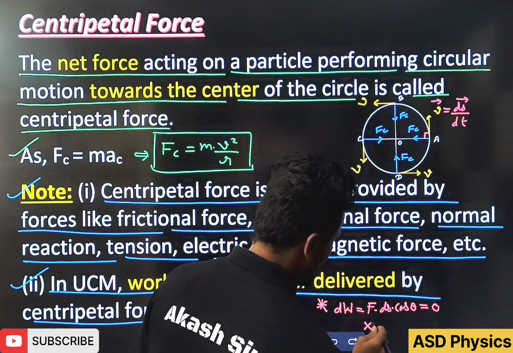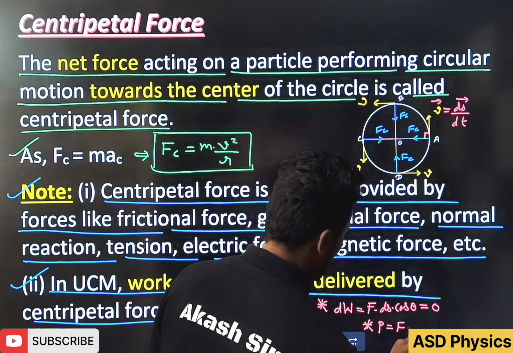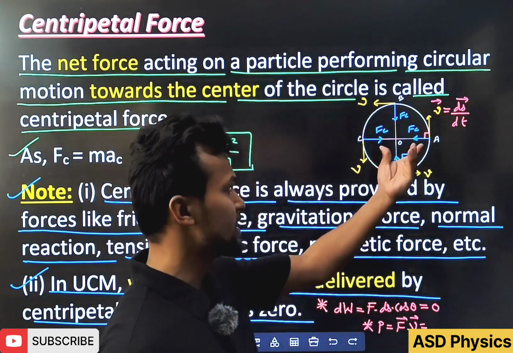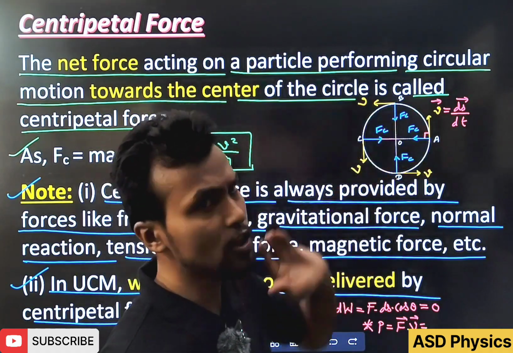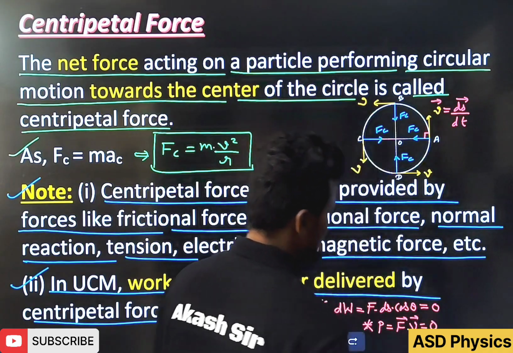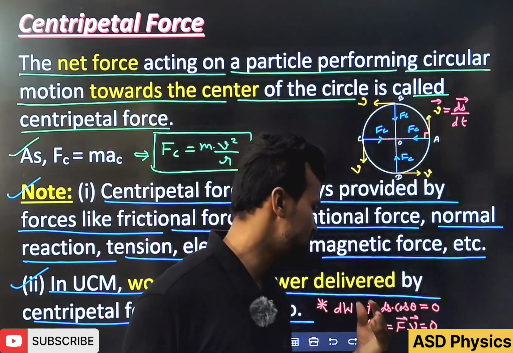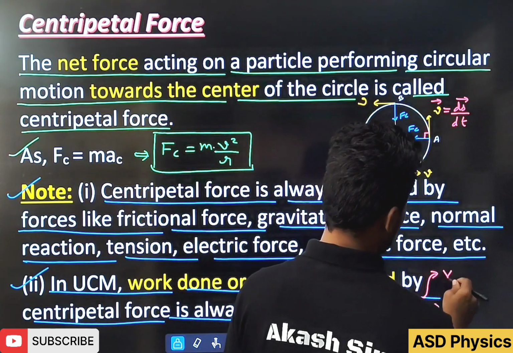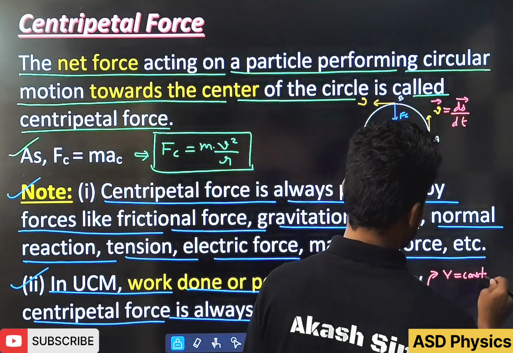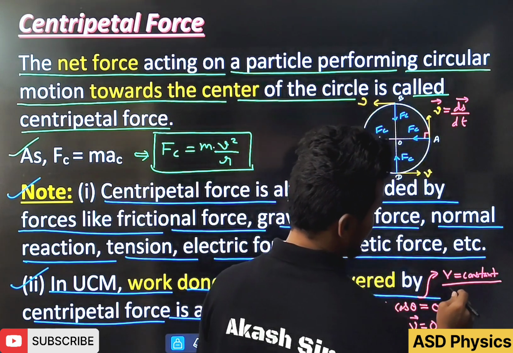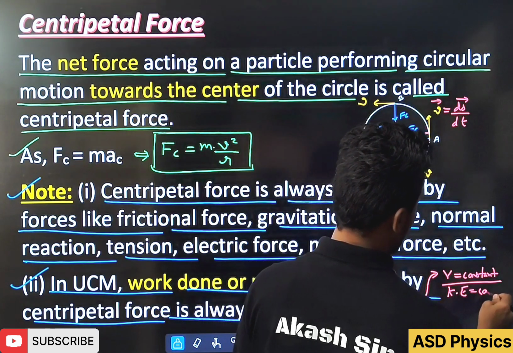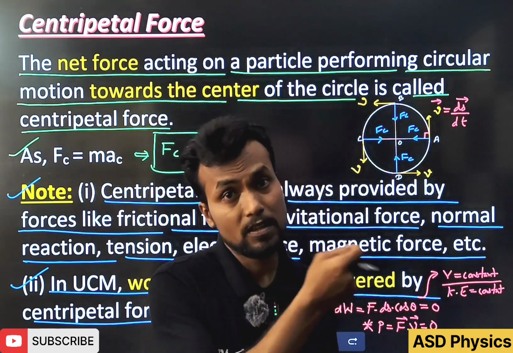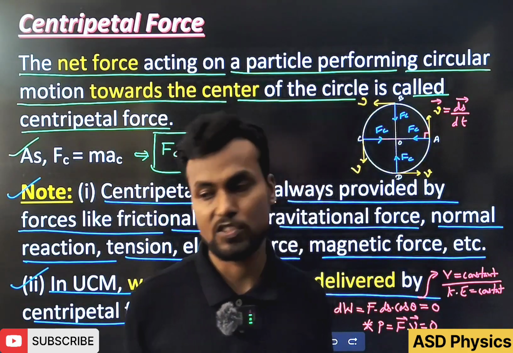Zero. If we see from the power point of view, the power formula is given by vector F dot vector v. And F dot v means Fv cos theta. Theta is how much here? Anyhow 90 degrees between force and velocity. So here also power will be zero. So we can tell work is zero or we can tell power is zero. Because of this only, in uniform circular motion, kinetic energy will be constant, or the speed will be constant. Why? Because the work or power in a circular motion by the centripetal force is zero.